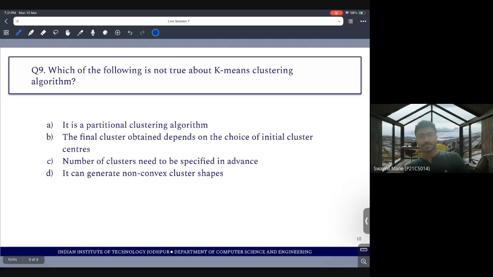Okay, this is the last question. Which of the following is not true about K-means clustering algorithm? Take your time, please let me know which one is the correct option. D. Any other students apart from Poga, D, please can also respond. What do you think? Which option? If it is wrong, that is also okay.